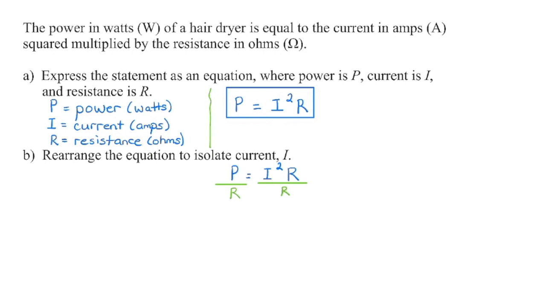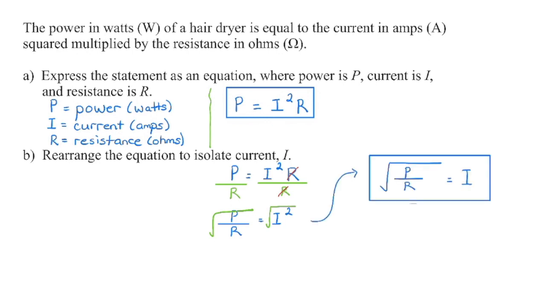So R divided by R is going to be 1. So that essentially is going to cancel out. And then on the left, we have that P divided by R. And then in order to get rid of that squared, we are going to square root both sides. And when we square root both sides, we're going to end up with just the square root of P divided by R. Now, based on this, we're going to now restrict these variables.